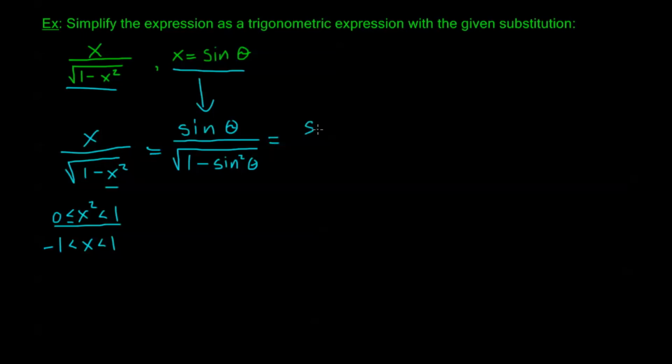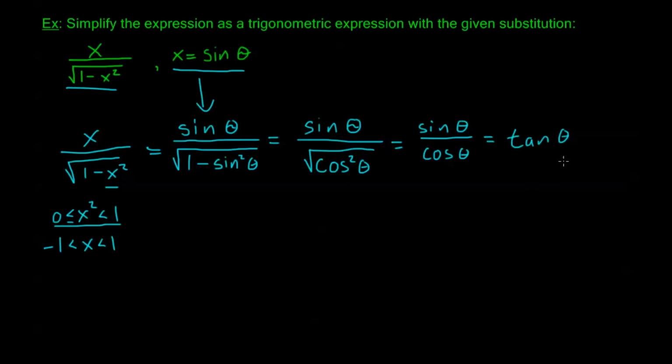Now, as I mentioned before, the goal of the substitution is to set up a Pythagorean identity under the root, and we see that we do have one. I have the square root of 1 minus sine squared theta. From my Pythagorean identities, 1 minus sine squared is just cosine squared theta. So we get a cancellation of the square root and the square, and this is sine theta over cosine theta. And we can simplify this a little bit more. This is just tangent theta.